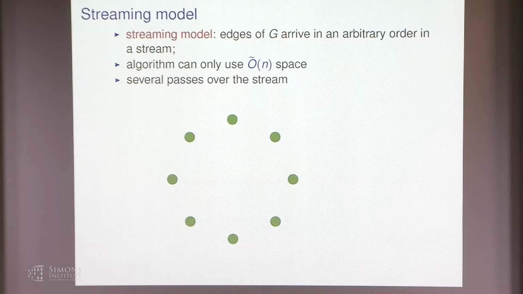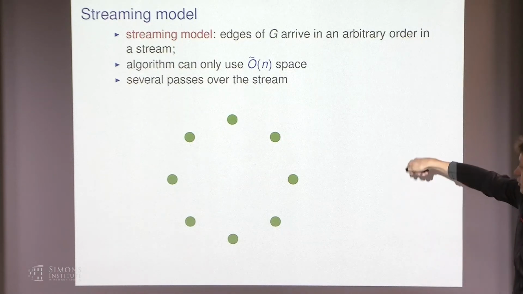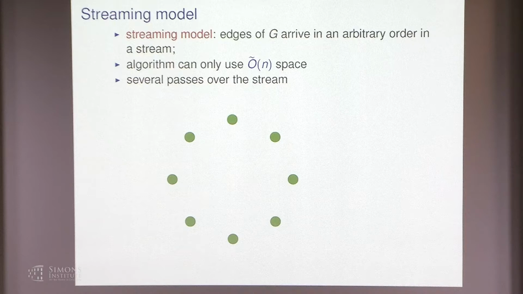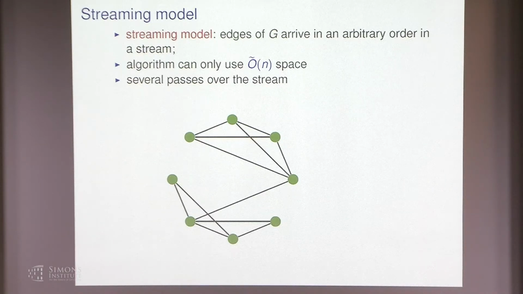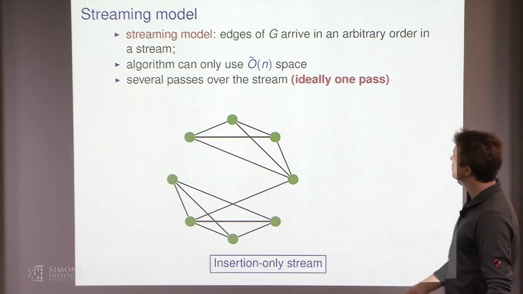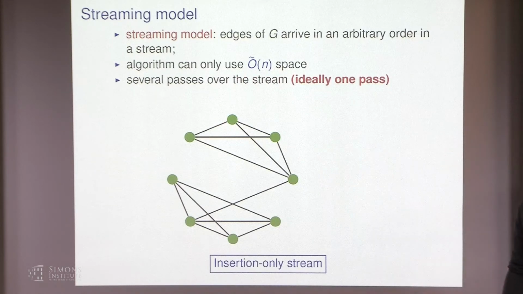It's an undirected graph G, and I will only talk about unweighted graphs. We think of the vertices of the graph as being known. So let's say vertices are numbers 1 through n. There are n vertices and m edges. M could be as large as n squared. Here are the vertices shown as green dots on the slide. Now, the edges of the graph arrive in some arbitrary order in a stream, something like this. And as the algorithm is scanning the stream, it is constrained to use a small amount of space.